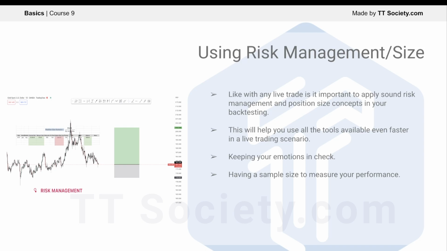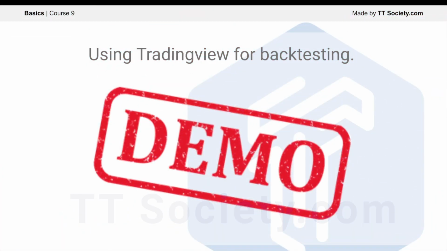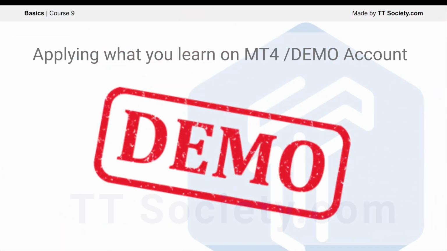Having a sample size to measure your performance is equally very important. The more you backtest, the more sample size you have to measure and track your performance. Okay? And with that being said, we are going to jump into TradingView for backtesting purposes and then apply those concepts in MetaTrader. We're going to show you if you can find a concept that works in your backtesting on how you can actually apply it in MetaTrader in your demo account.